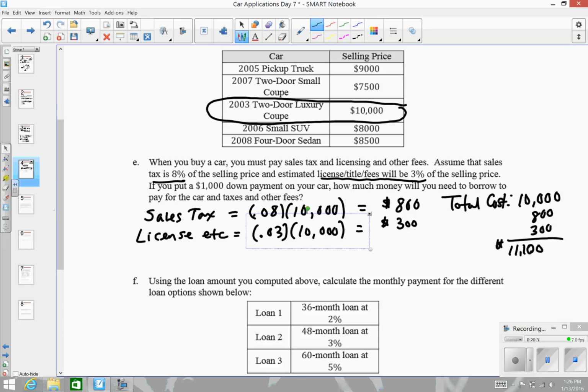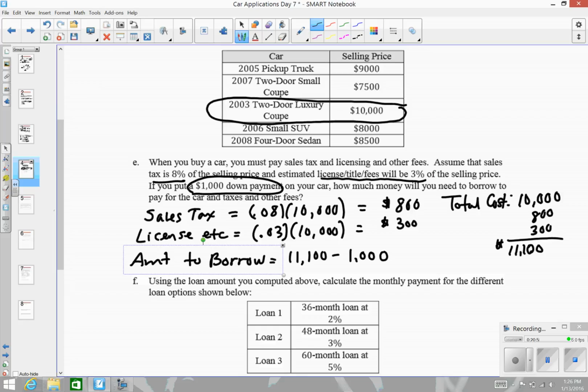But I am going to put $1,000 down, so the amount I need to borrow is going to be my total minus my down payment. So the amount to borrow is 11,100 minus my $1,000 down payment. That's up here. So that gives me a total borrowed of $10,100.